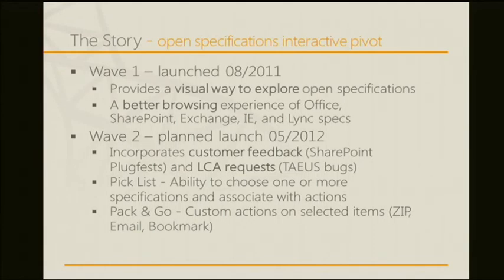One is the Open Specifications Interactive Pivot. Last year, about this time, at an office Plugfest, we actually presented a prototype to the customers that came to Plugfest, and we showed them the pivot, and we got a lot of feedback from them. And then it took us a few months to incorporate all that feedback, and then around August, we actually released the Open Specifications Interactive Pivot on the Dev Center. And it includes right now the Office, SharePoint, Link, Exchange, IE specifications. I'm hoping soon, and we are working right now currently on bringing in the Windows and the SQL specifications into the pivot as well.